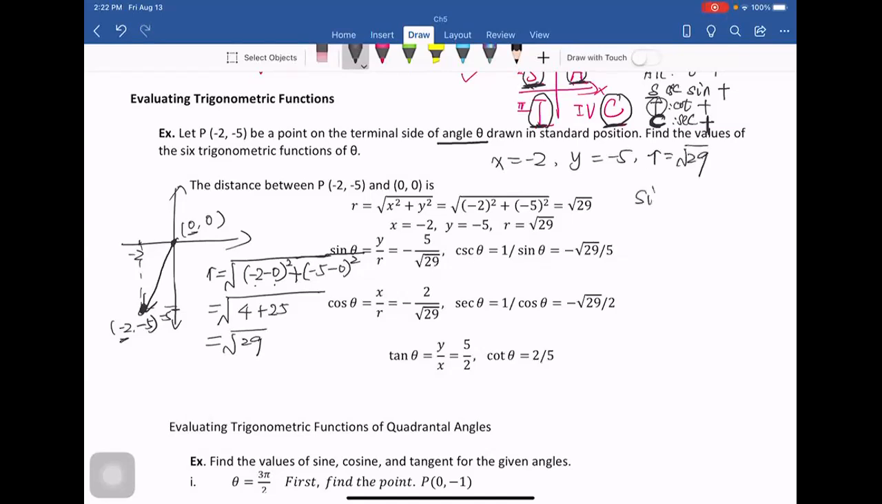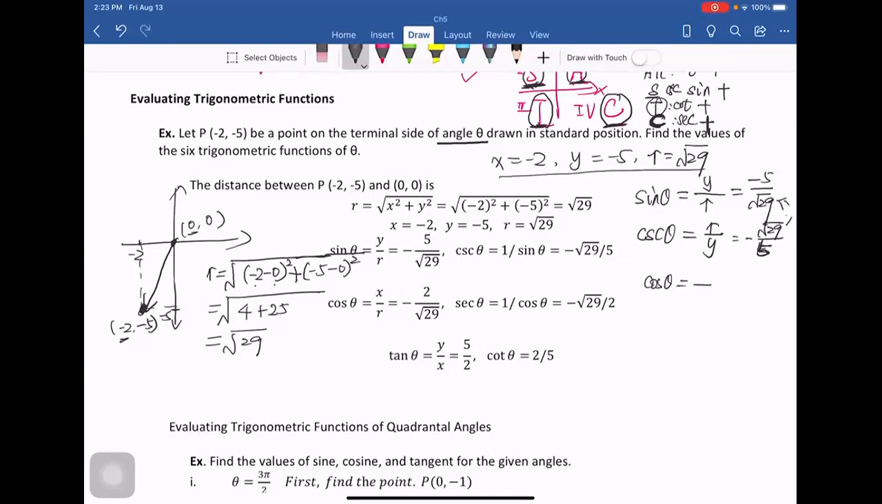So we know that sine theta equals y divided by R. Just plug in all the information we have. That's -5 over square root of 29. The cosecant equals the reciprocal of sine. That's R over y, that's negative square root of 29 over 5. Because I just do the reciprocal of this.